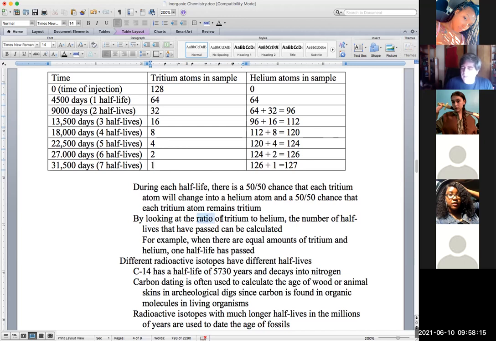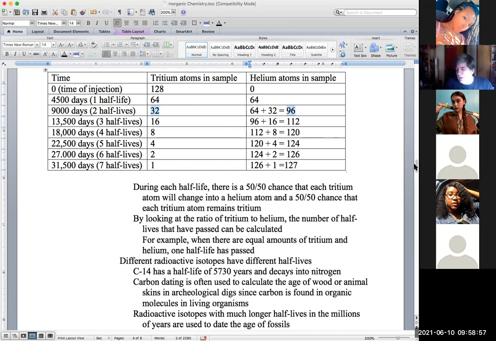So by looking at the ratio of tritium to helium, we can tell how many half-lives have gone by. Notice if our sample is 50% whatever the original atoms were and 50% new atoms, 1 half-life has gone by. If our sample is 25% of the original atoms and 75% of the new atoms, 2 half-lives have gone by. So by looking at the ratio, we can calculate how many half-lives have gone by. So we can estimate when this sample formed.